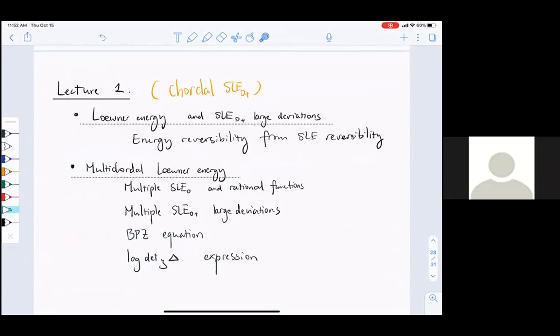Any questions? So I have one question. Can you comment on this constant lambda?